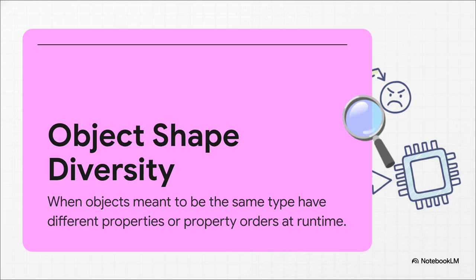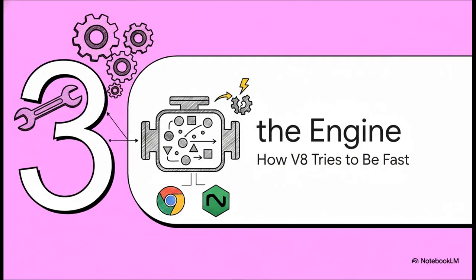It sounds technical, but it's really just what happens when objects that your code thinks are all the same type actually have different properties, or maybe even the same properties but in a different order. And this tiny, seemingly insignificant detail is exactly what was wrecking the JavaScript engine's performance. So to really understand why this diversity is so deadly for performance, we need to pop the hood and look inside the engine itself. Specifically, Google's V8 engine, which powers both Node.js and Chrome. Let's see how V8 tries to be incredibly fast and, well, how our code completely broke its optimizations.